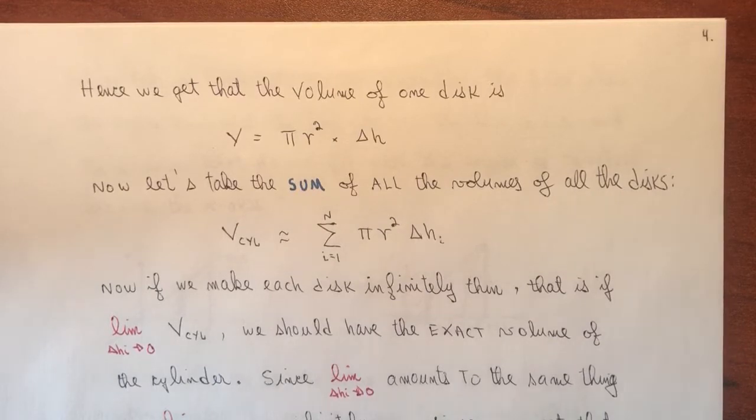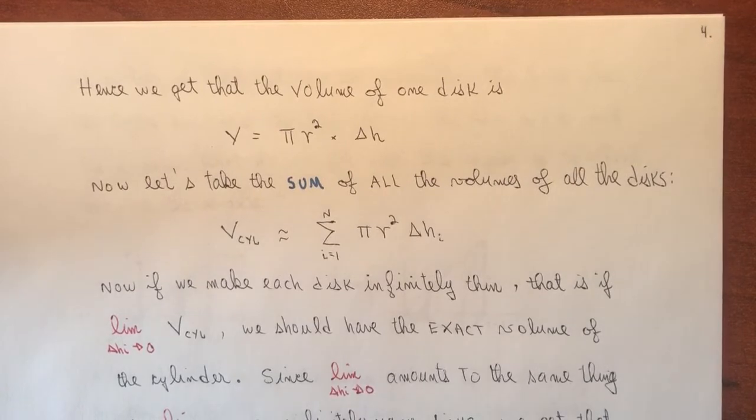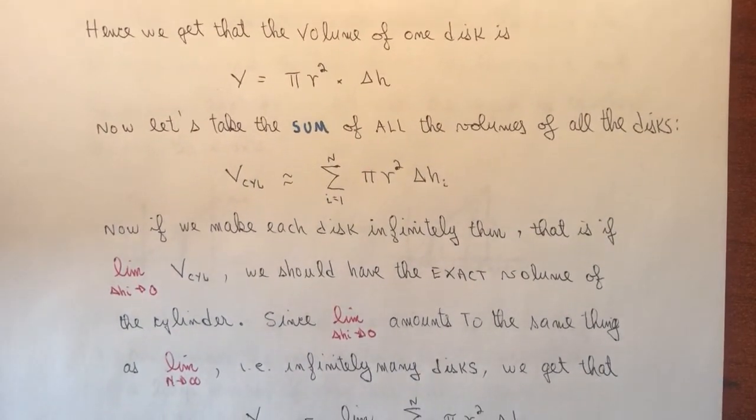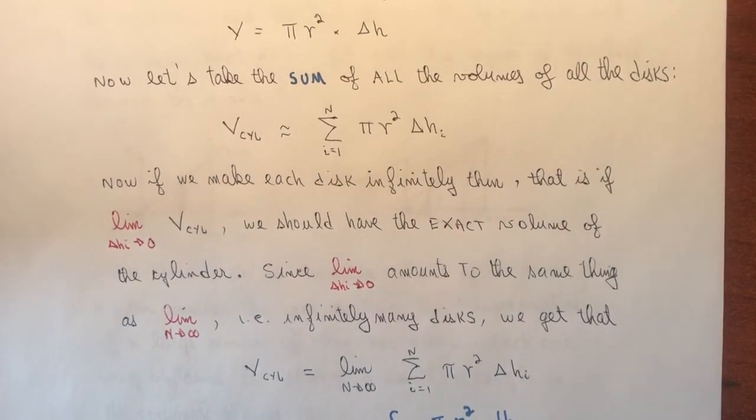Now, again like we did in area, if we take each disk to be infinitely thin, that is, if we take the limit as delta Hi goes to 0 of the volume of the cylinder, we should have the exact volume of this cylinder. Now, this limit as delta H goes to 0 amounts to the same thing as what other limit? Well, it's the limit as n goes to infinity, where n is the number of disks. So if we take infinitely many disks, the volume of the cylinder is the limit as n goes to infinity of the summation i equals 1 to n of pi r squared delta Hi.